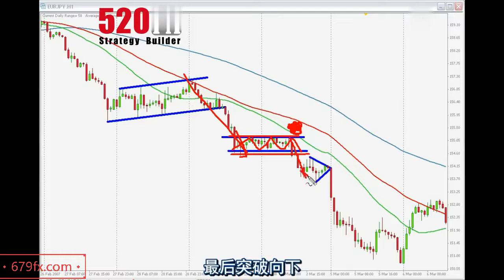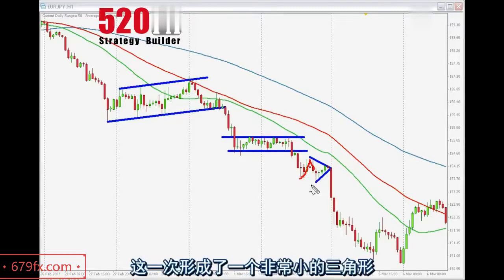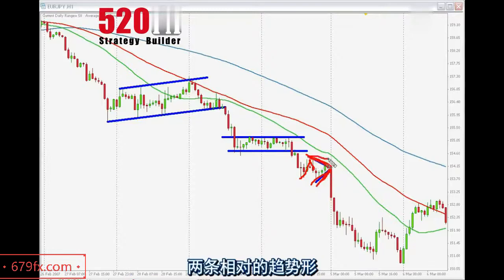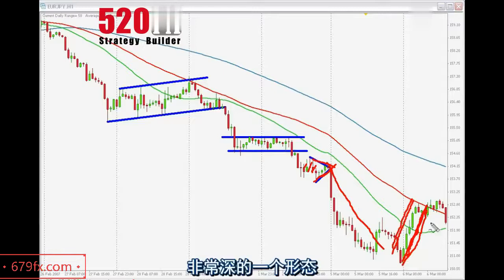We break to the downside, then we enter another area of congestion, in this case forming a very small triangle. Two trend lines, formed by just a few bars, barely 8-9 bars. It's a very small triangle. Breakout, there it goes, until we find another flag. Very steep, in all fairness.